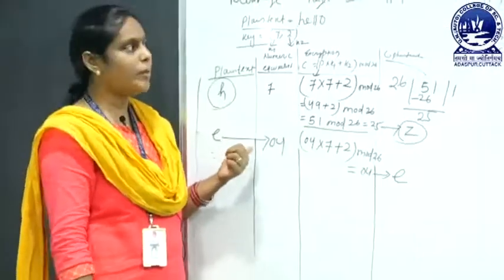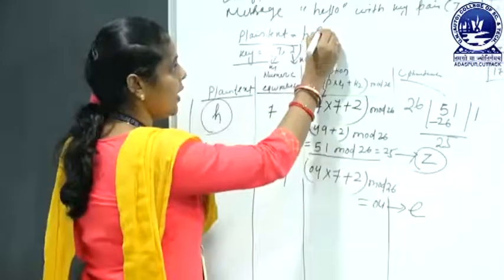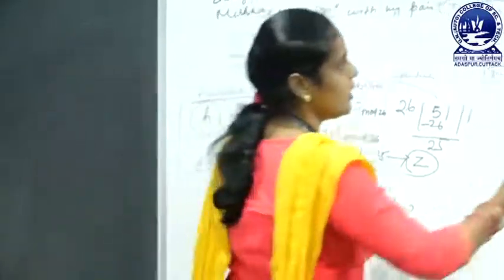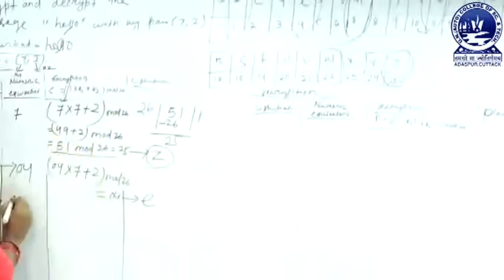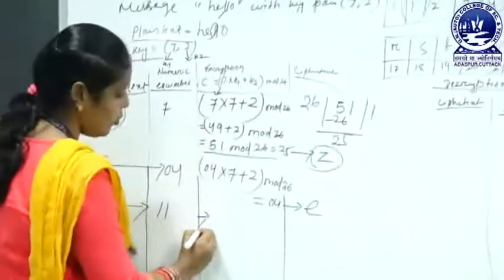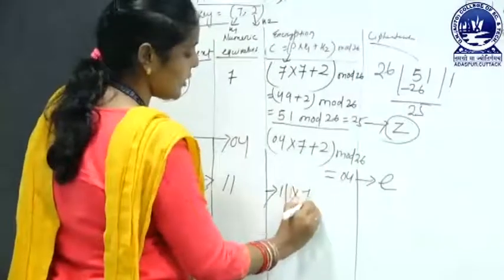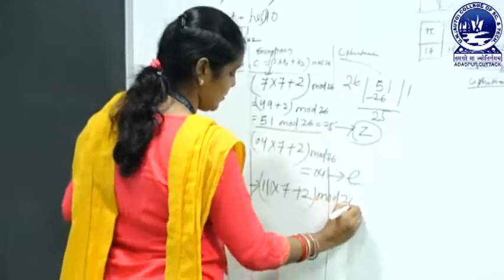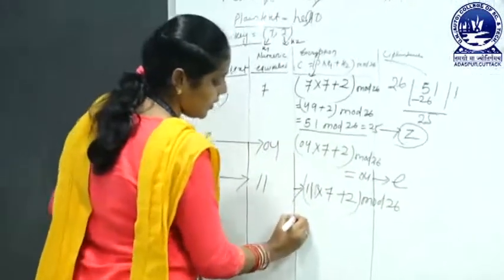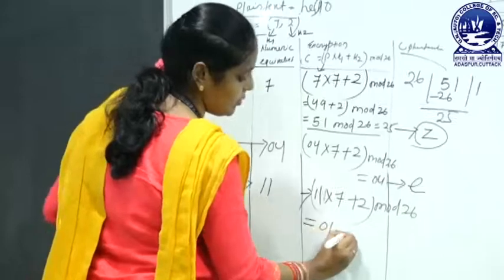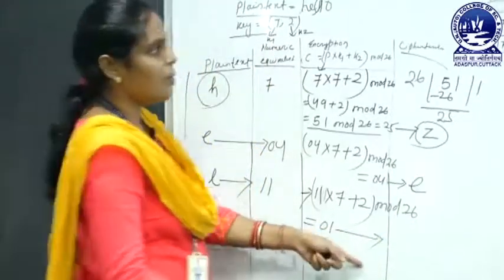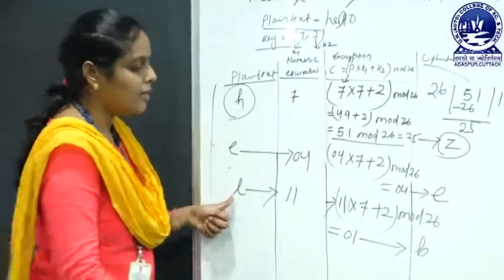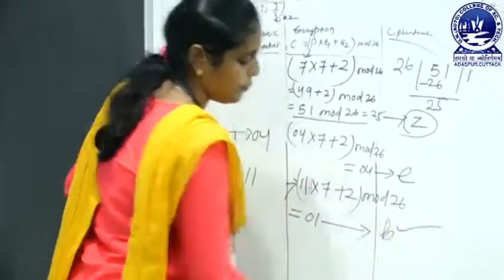Now the next alphabet of our plain text is L. For L, the numeric equivalent is 11. Now you multiply 11 into 7 plus 2 mod 26, that is equal to 1. For 1, the alphabet is B. That means for our plain text L, the ciphertext is B.